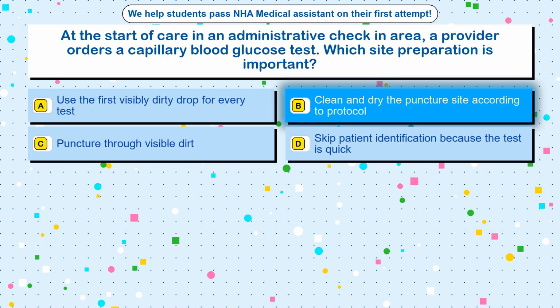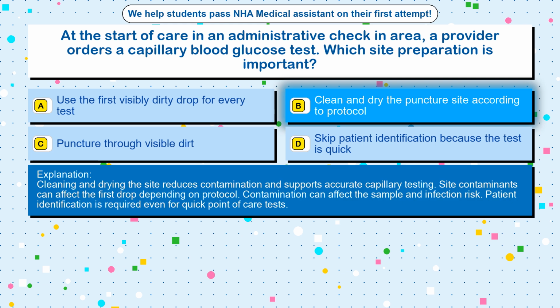The correct answer is option B. Clean and dry the puncture site according to protocol. Cleaning and drying the site reduces contamination and supports accurate capillary testing. Site contaminants can affect the first drop depending on protocol. Contamination can affect the sample and infection risk. Patient identification is required even for quick point-of-care tests.